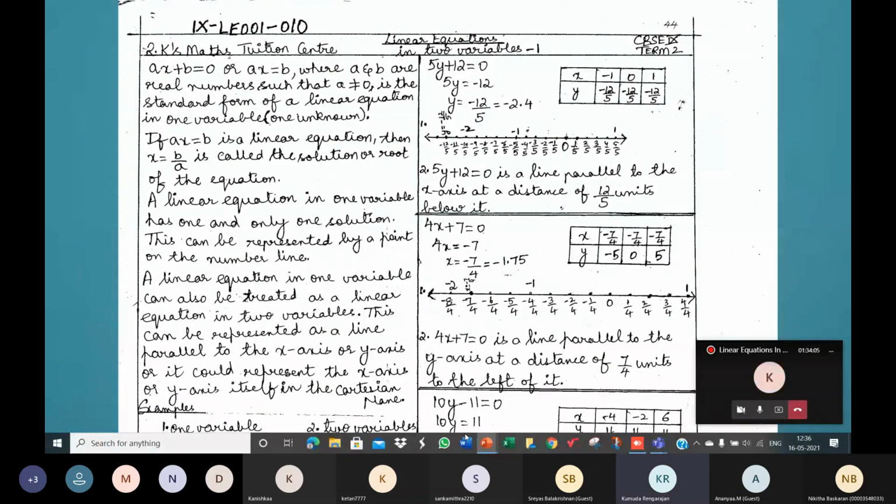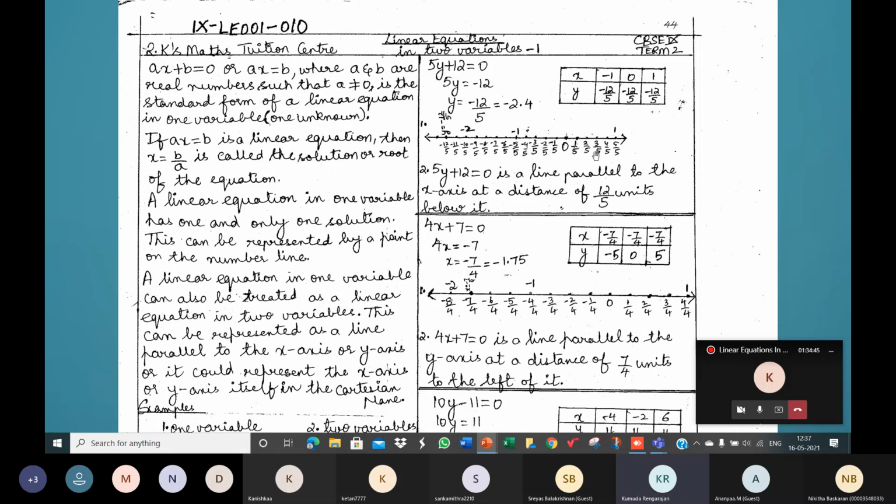Try this one, children, which you see here. The example is 5y plus 12 is equal to 0. One variable: y is equal to minus 2.4, or as a fraction, minus 12 by 5. On the number line, the denominator is 5. There is 0 here. Please look at the screen. We mark like this: 1 by 5, 2 by 5, 3 by 5, 4 by 5, 5 by 5, and 5 by 5 is 1.